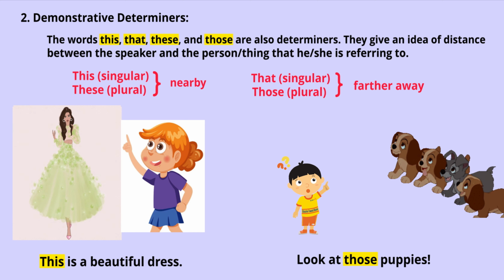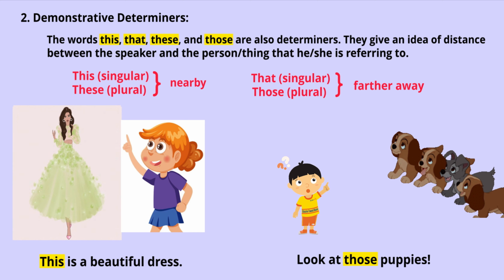In the first visual, you can see a beautiful dress, right? It is very pretty, changing colors. So, the girl in the image is saying that this is a beautiful dress. So, the girl is near to the dress and she's pointing out towards it, saying that this is a beautiful dress. Why did she use this? Because she's referring to only one dress. It is singular. And the girl is nearby to the object, so she used this. So this is a beautiful dress and this would be the demonstrative determiner.